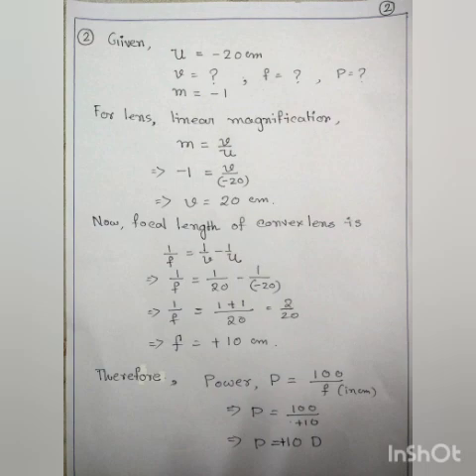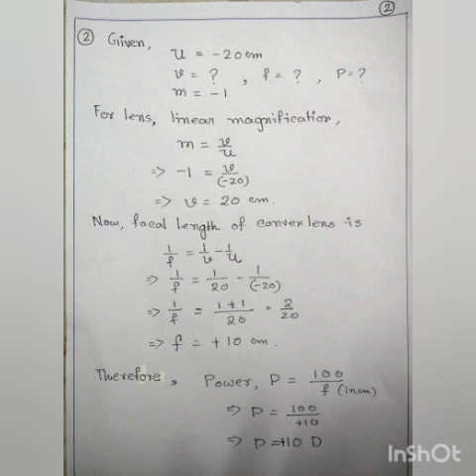V is equal to 20 centimeter. Now next we will use the value of V and U in the lens formula, and we will measure the value of focal length. So just substitute the value of V and U, and F will be plus 10 centimeter.